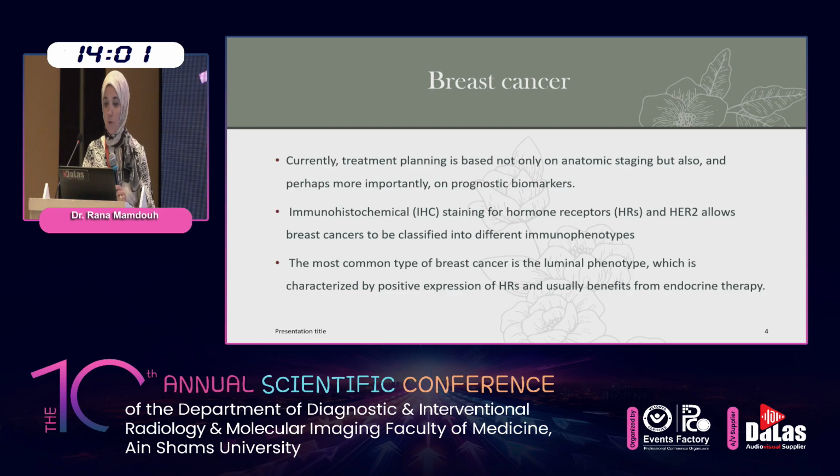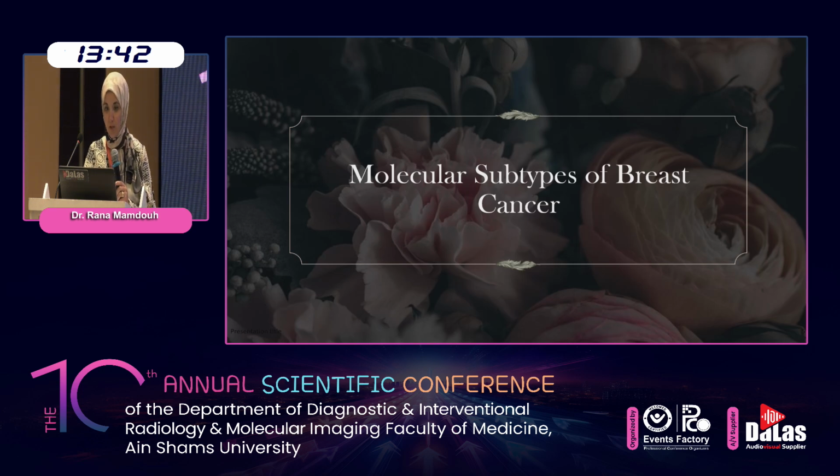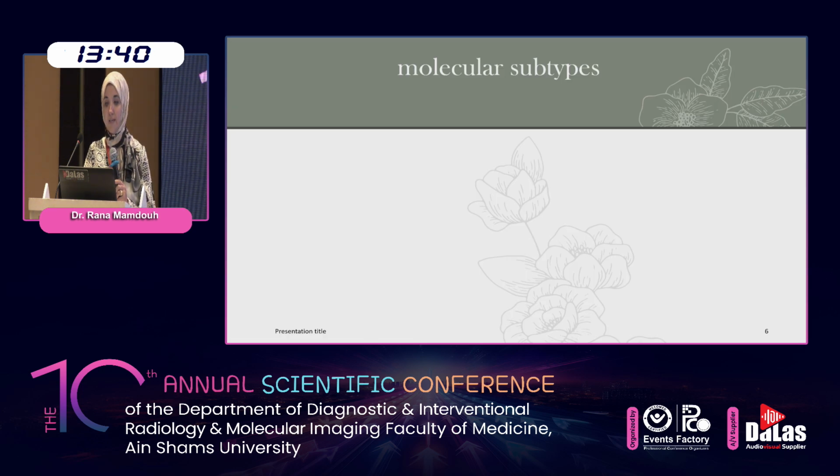Immunohistochemical staining of hormone receptors and HER2 allows breast cancer to be classified into different immunophenotypes. The most common type of breast cancer is the luminal phenotypes, which is characterized by a positive expression of hormonal receptors and usually benefits from endocrine therapy. Molecular subtypes of breast cancer.